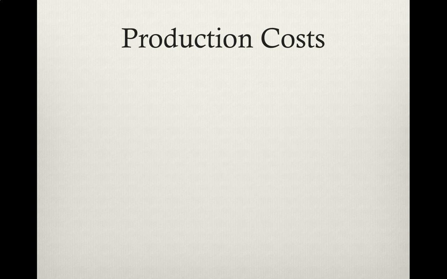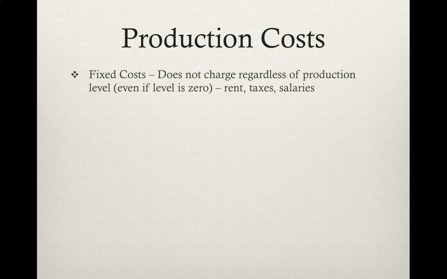We're going to look at production costs. We're going to look at the point at which we maximize our profits and at what level of output we should be producing. And so different types of costs we're going to look at. The first one is fixed cost.